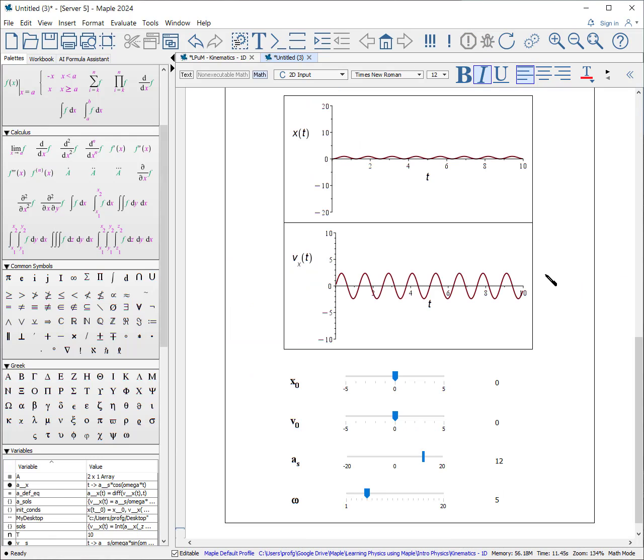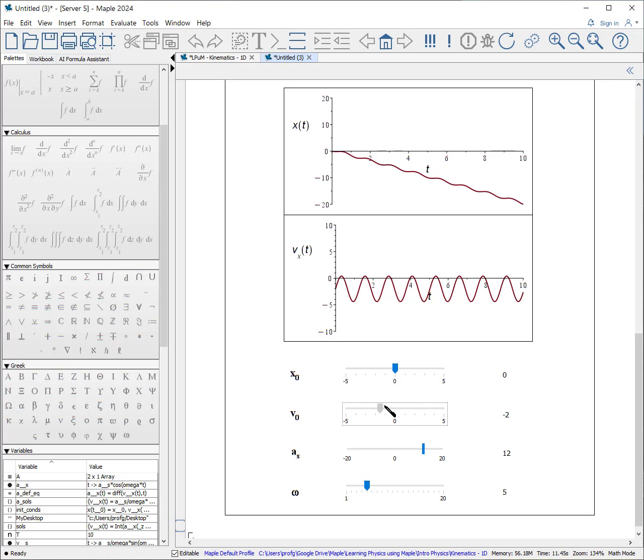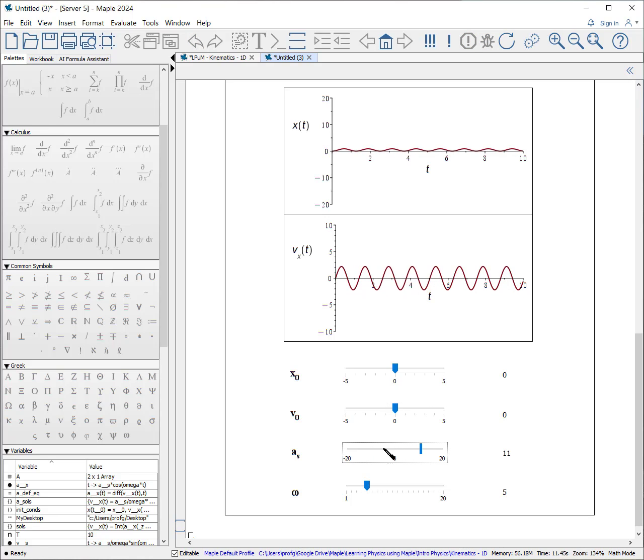So in this one, the acceleration is basically a cosine curve. We can see again how the initial position affects x of t but has no effect on v of t. We can see how the initial velocity will have an impact on both of them. We can see how the acceleration, whether it is positive or negative, changes essentially the phase, and this affects the frequency.